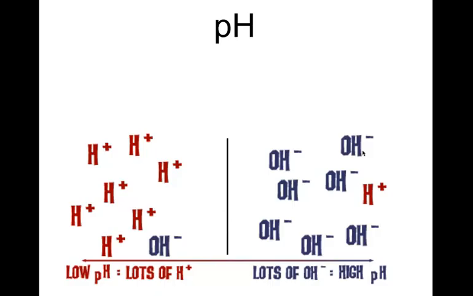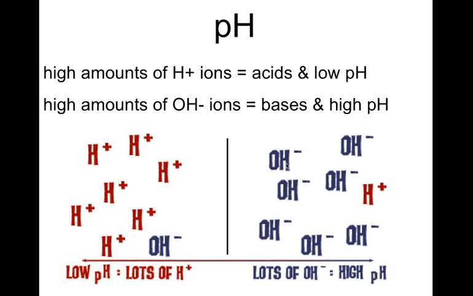How pH is divided up is it looks at the concentration of the hydrogen ions that you have compared to the hydroxide. When you have a low pH number, below 7, that indicates there are more hydrogen ions in solution. If you have a pH number above 7, that's going to be a base, and you're going to have more hydroxide in that. So again, high amounts of H plus ions are going to be acids, and high amounts of OH will be bases with high pHs.